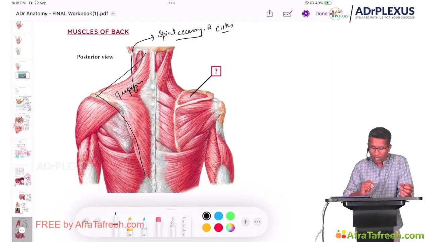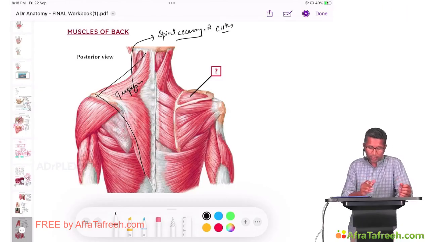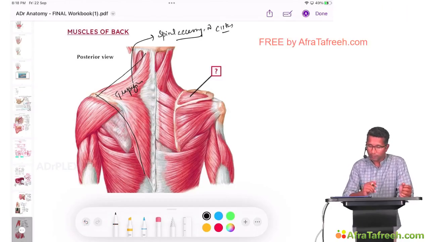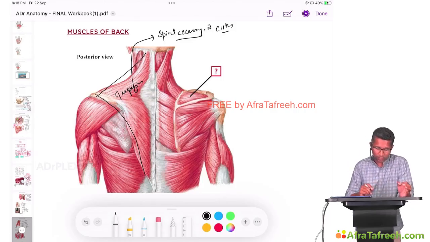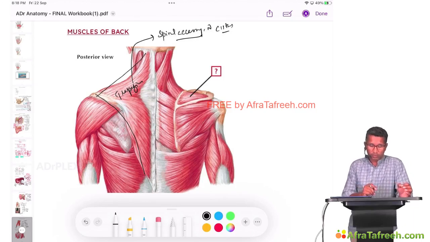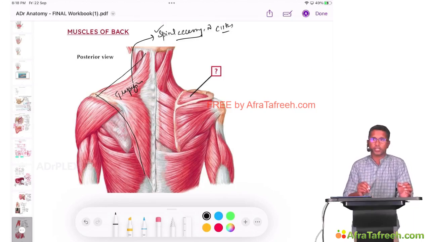Can anybody tell me what is the other muscle which is supplied by the spinal accessory nerve, guys? Yes, anybody in the crowd? Yes, very good, it is sternocleidomastoid. Very good, guys. So along with the trapezius muscle, sternocleidomastoid is also supplied by the spinal accessory nerve.